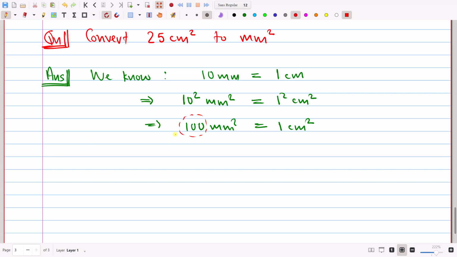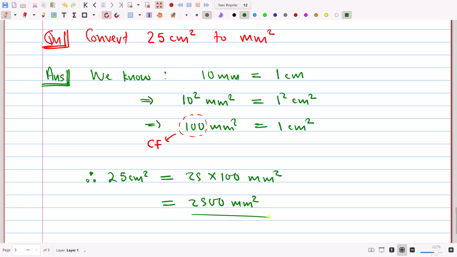So the conversion factor between the millimeter squared and the centimeter squared is 100. That's your conversion factor, and you have to use it. So how do we convert? I'm moving from a big unit, 25 centimeters squared, to a small unit, the millimeter squared. So I have to multiply. I take my 25 and multiply it with 100, and this answer is now in millimeter squared. So I get 2,500 millimeter squared.